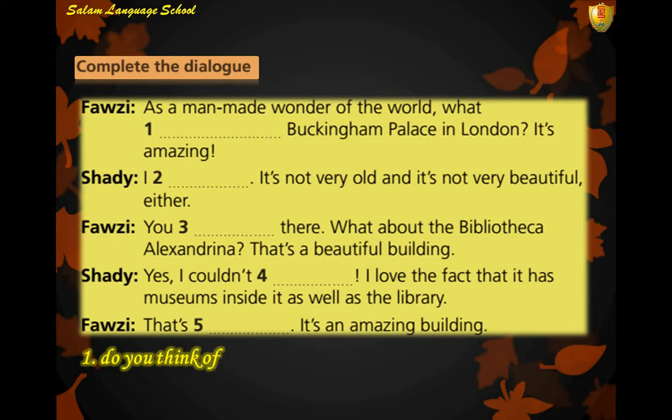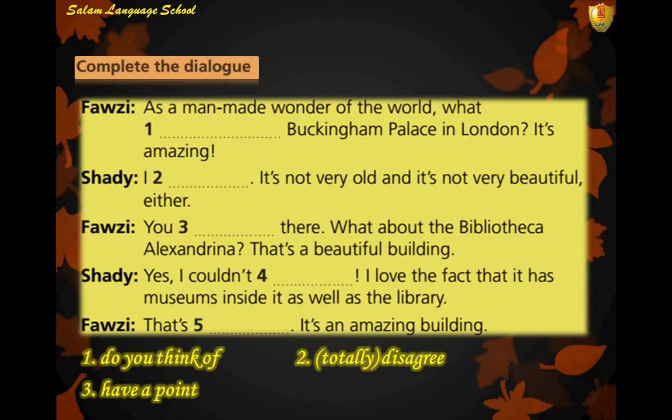So, he expressed here disagreement. So we can say here, alright, I totally disagree, or I disagree. It's not very old and it's not very beautiful either. Fawzi: you space there. What about the Bibliotheca Alexandria? So, the third space here: you have a point there. What about the Bibliotheca Alexandria?